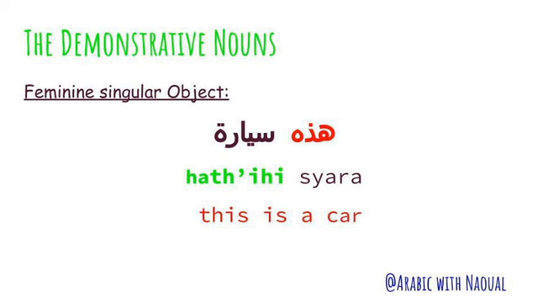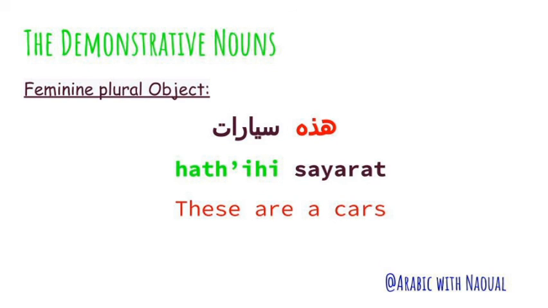The same thing for the word سيارة in feminine: هذه سيارة. In plural, we say هذه سيارات. We see here that we can't use the demonstrative noun هؤلاء.